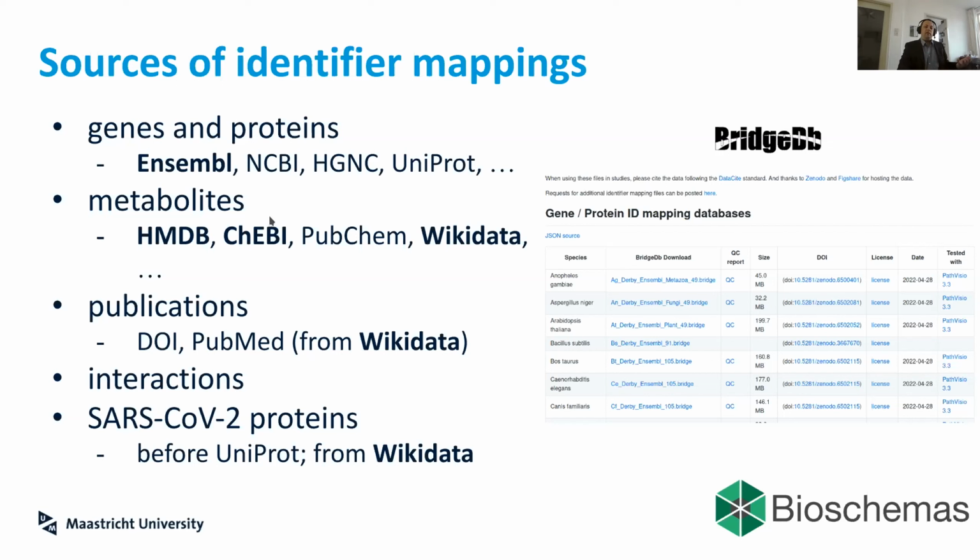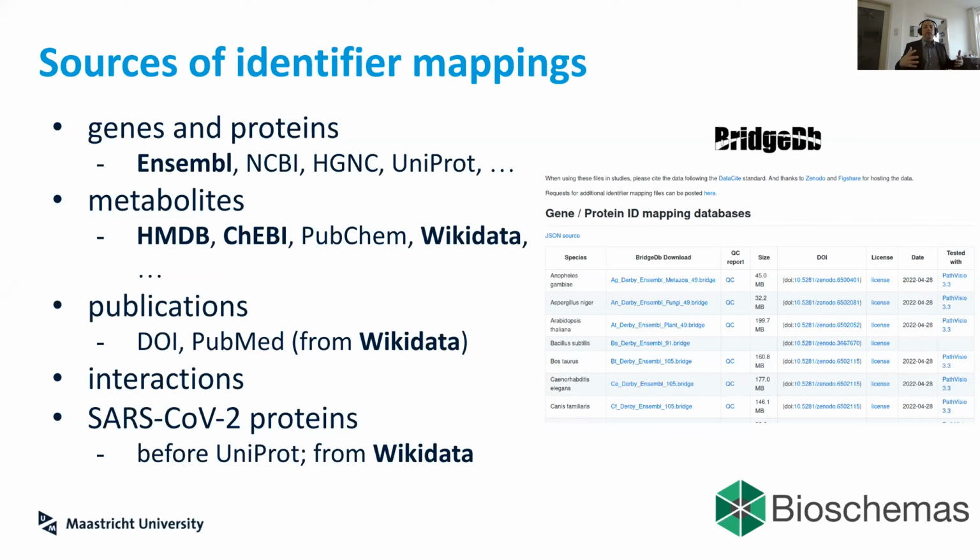For metabolites, this information comes from the Human Metabolome Database, from ChEBI, the Chemical Entities of Biological Interest project, and Wikidata. But we have mappings for both to NCBI, UniProt, and PubChem, depending on the type of entity.